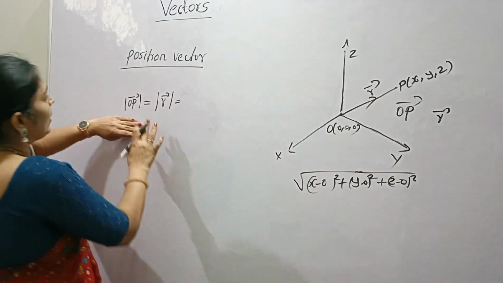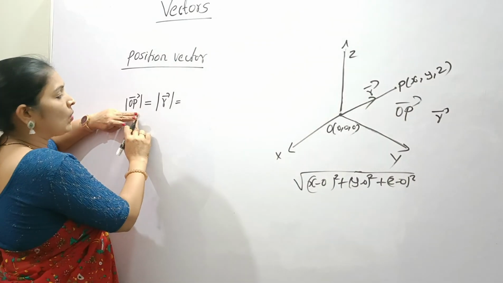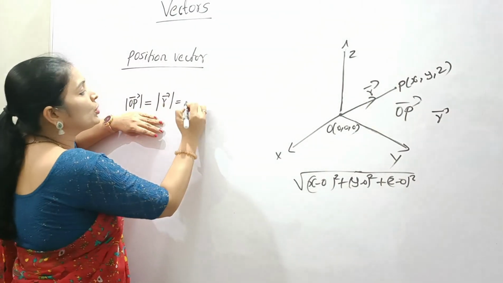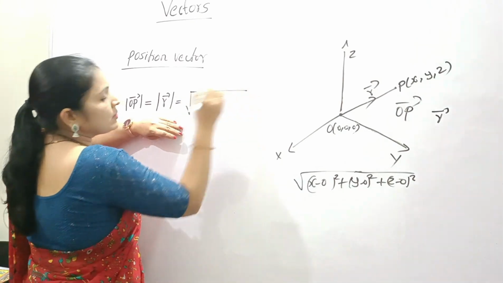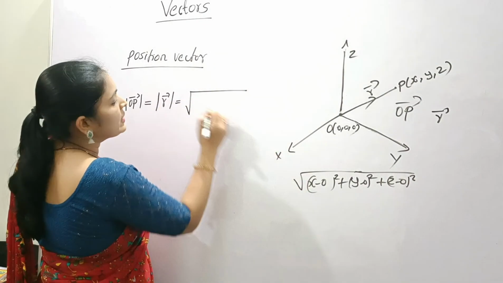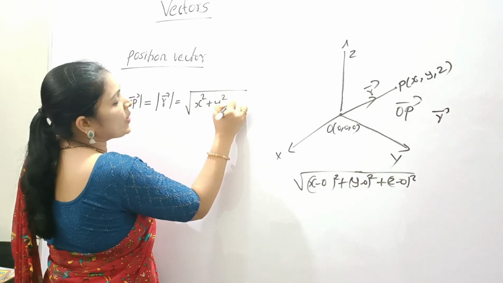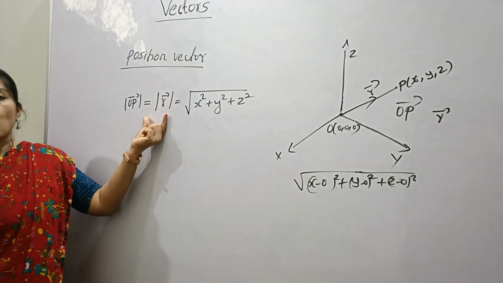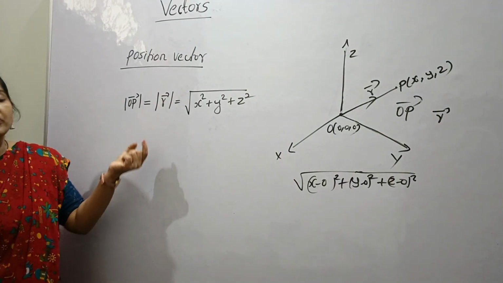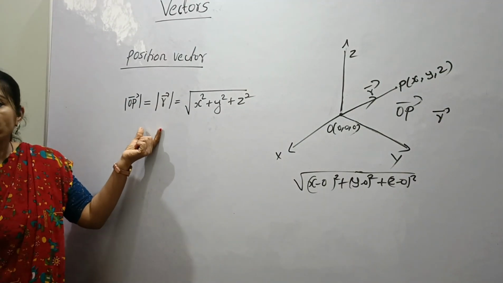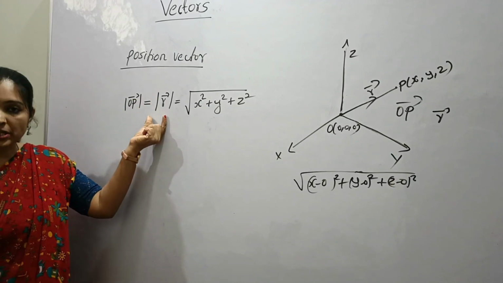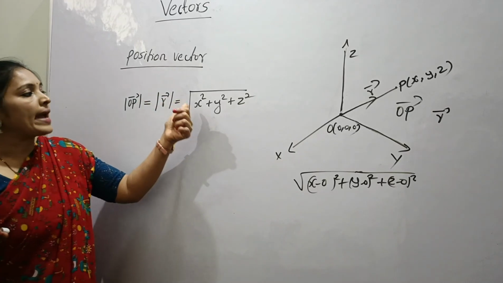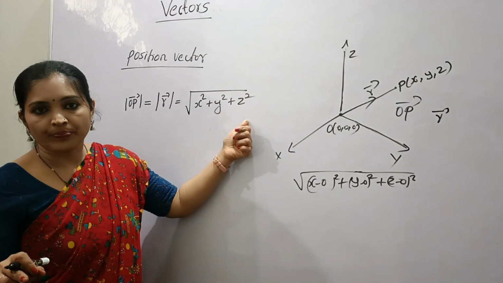So the magnitude of the vector OP, which is equal to the magnitude of vector R, using the distance formula, is the square root of x square plus y square plus z square. That is, the magnitude of the position vector R is equal to the square root of x square plus y square plus z square.